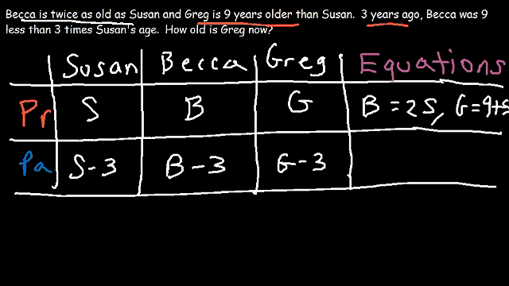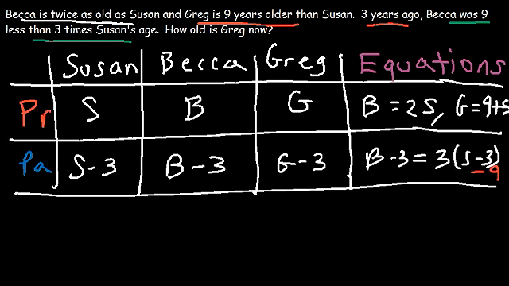3 years ago, that is in the past, Becca was 9 less than 3 times Susan's age. So B minus 3, that's Becca. She was 3 times Susan's age, so 3 times S minus 3, but less 9, so minus 9. So how can we solve this?